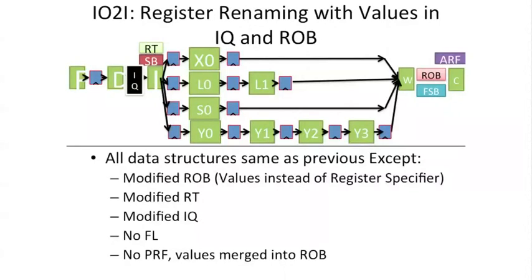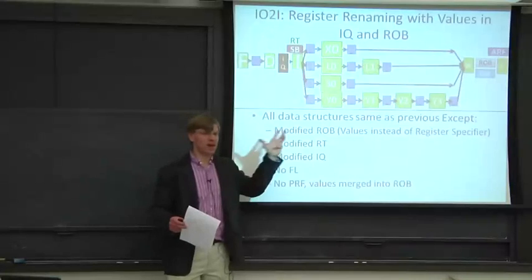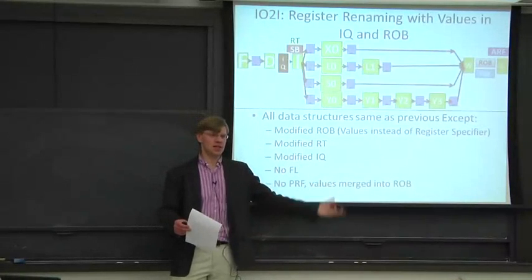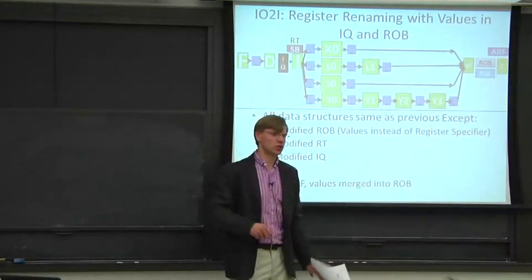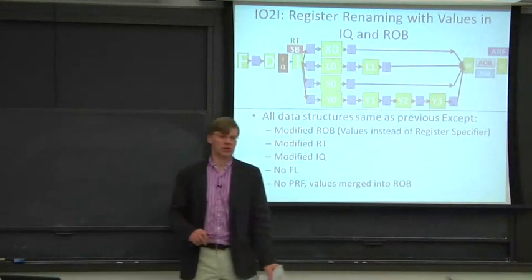Let's move on to our second scheme. So our second scheme, if we go back to the earlier slide, we said that we can either store pointers in the instruction queue and have pointers in the reorder buffer, or we can just store the values. And if you go read the original reservation station paper by Tomasulo, he actually stores the values in the reservation station, or what we're calling the instruction queue, and the reorder buffer.